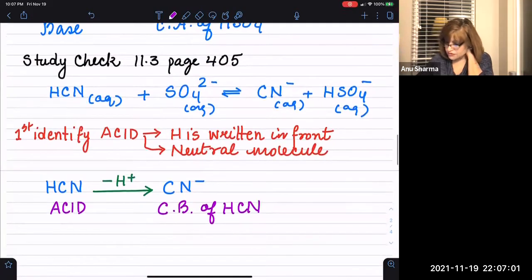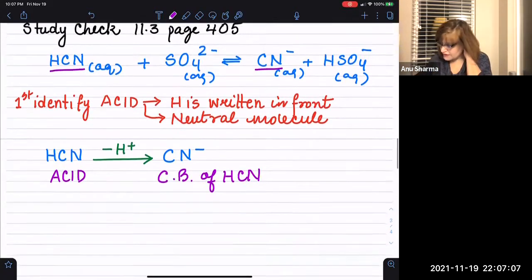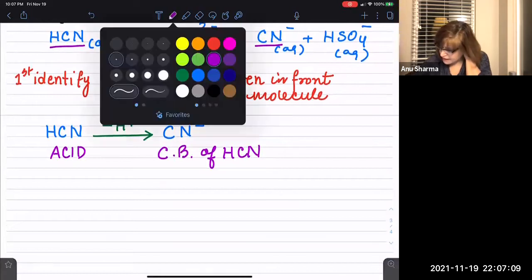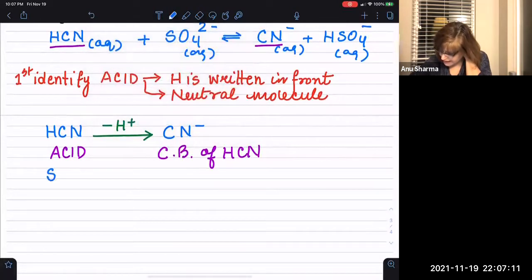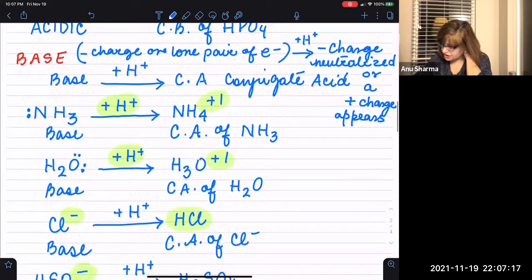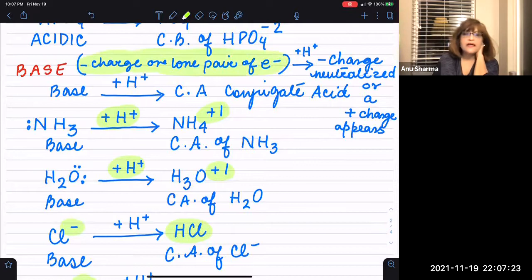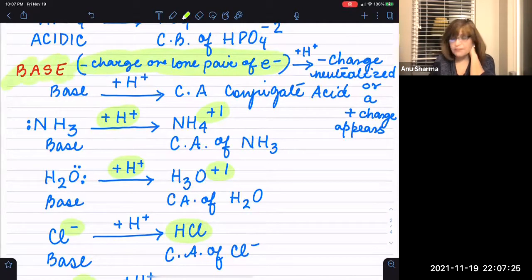Okay, so this is the acid, this is the conjugate. So these two are related, in other words. Next, obviously, now we have the sulfate, SO4, with 2 negatives. Remember that anytime there is a negative charge or a lone pair of electrons, this is very important, it is what makes something a base.